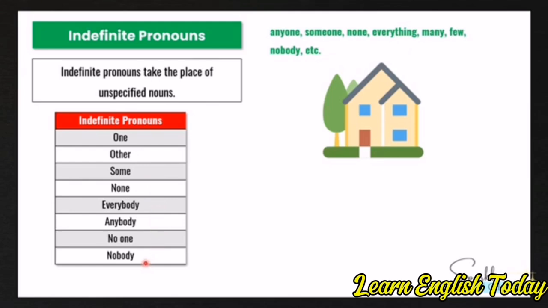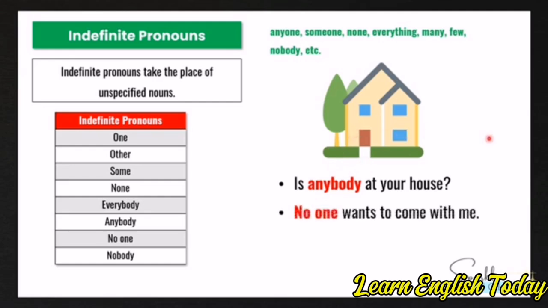For example, is anybody at your house? This is an indefinite pronoun because we don't know who is at the house or if anyone is at the house. No one wants to come with me. I hear something moving outside. Again, we don't know what is moving outside, so it's indefinite.